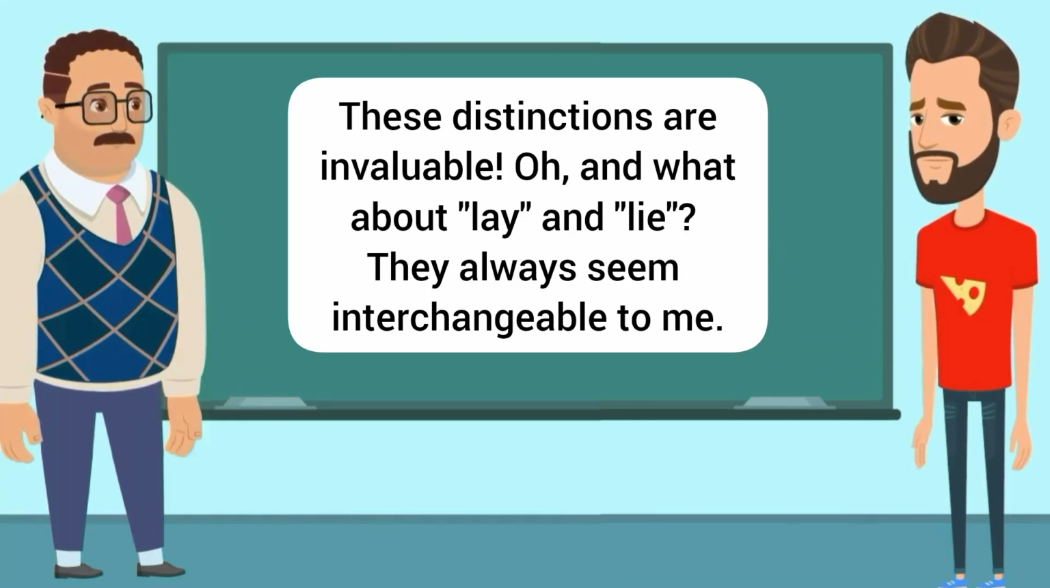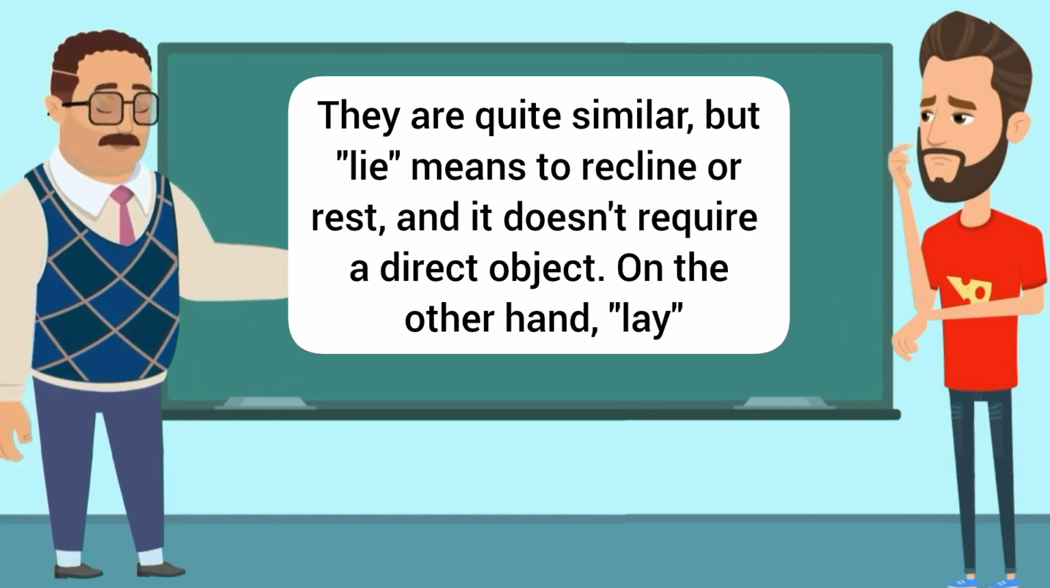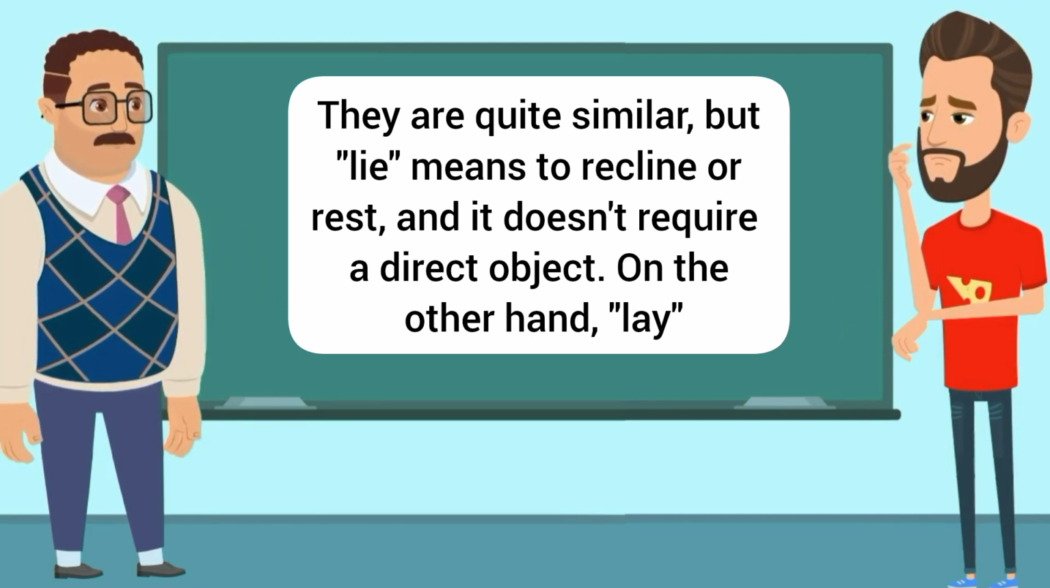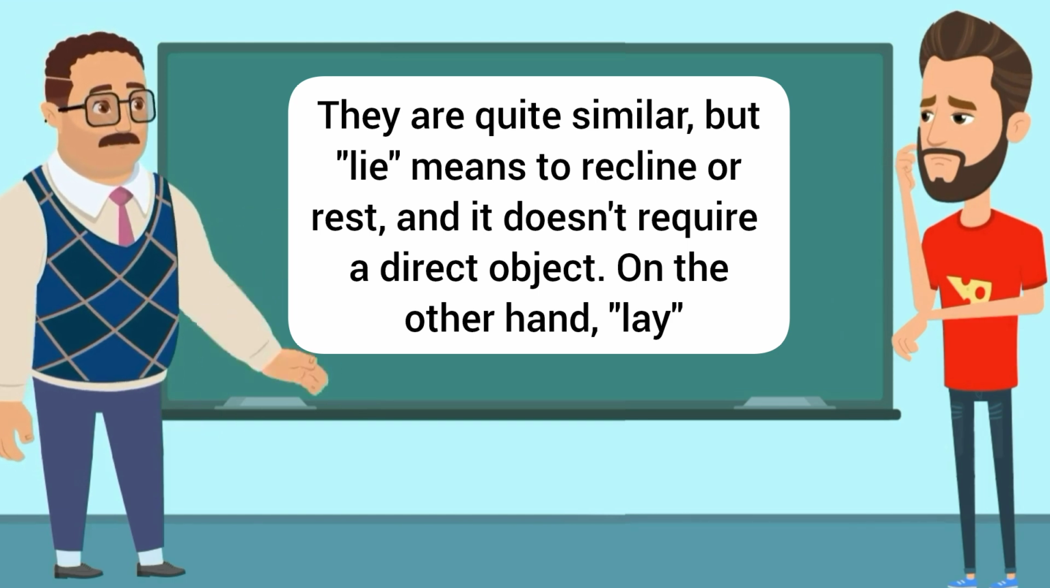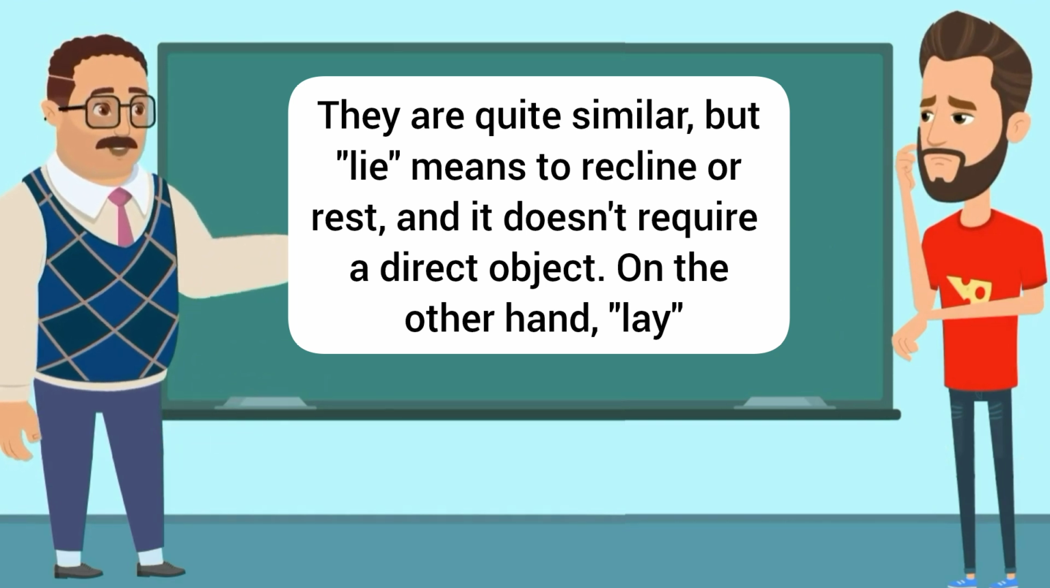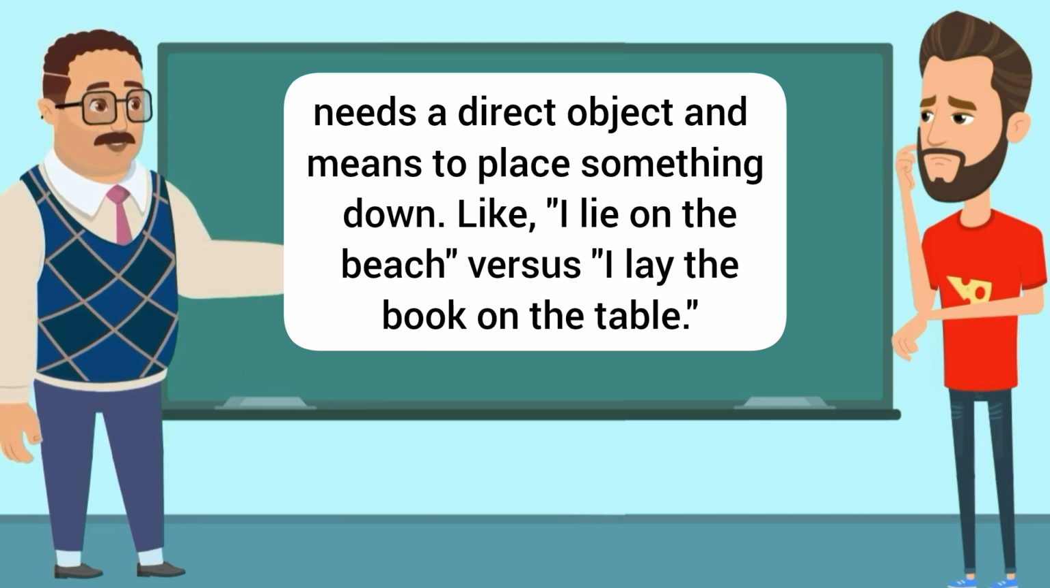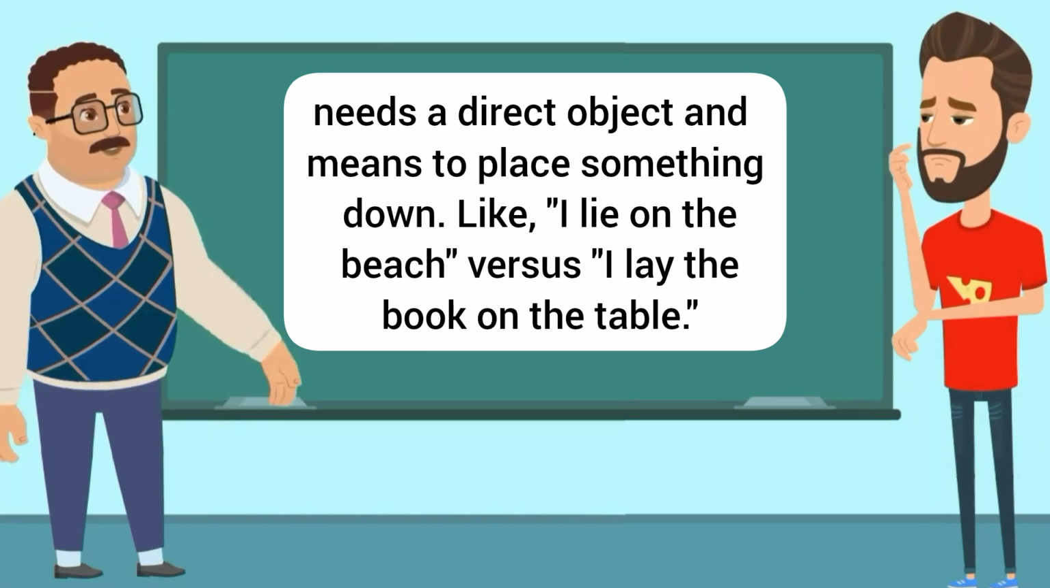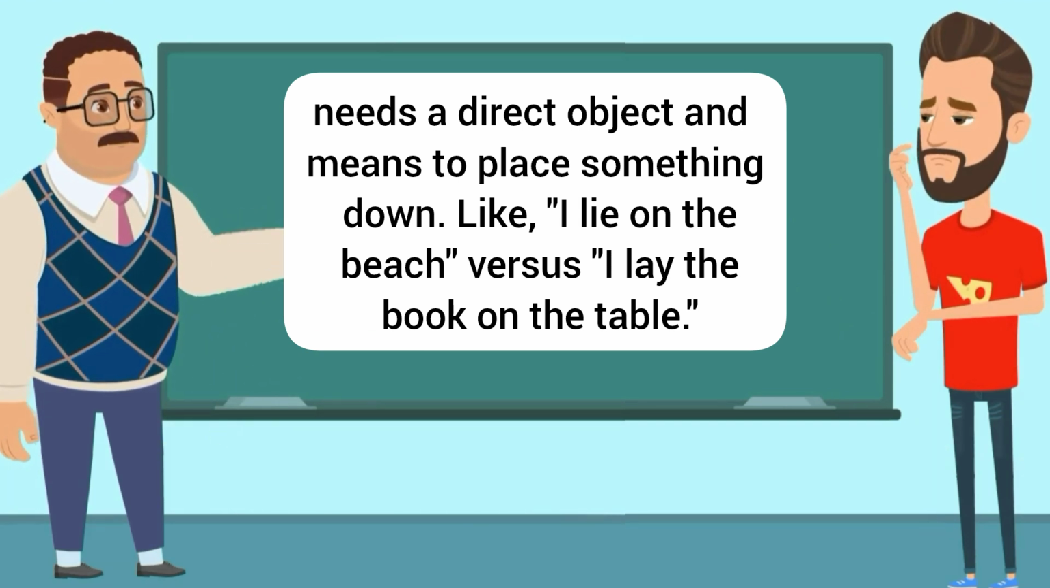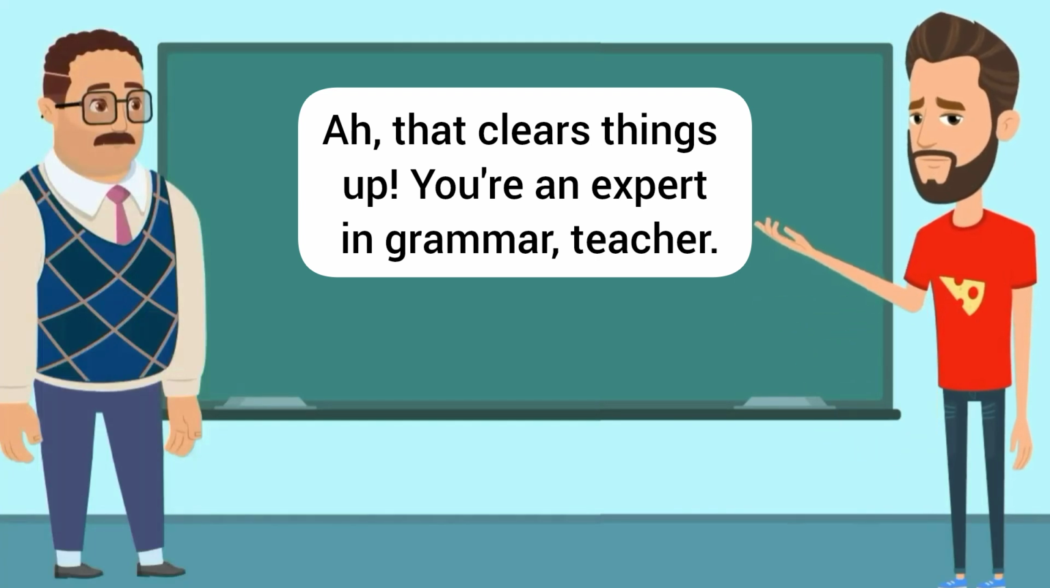These distinctions are invaluable. Oh, and what about lay and lie? They always seem interchangeable to me. They are quite similar, but lie means to recline or rest, and it doesn't require a direct object. On the other hand, lay needs a direct object and means to place something down. Like, I lie on the beach, versus, I lay the book on the table. That clears things up. You're an expert in grammar, teacher.